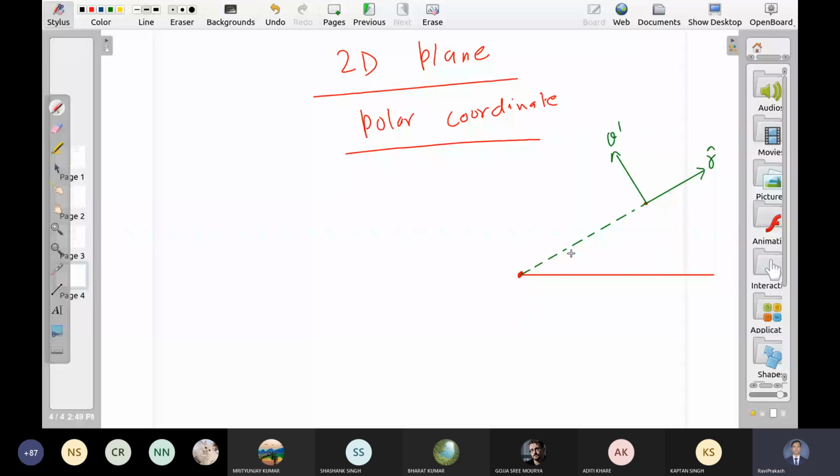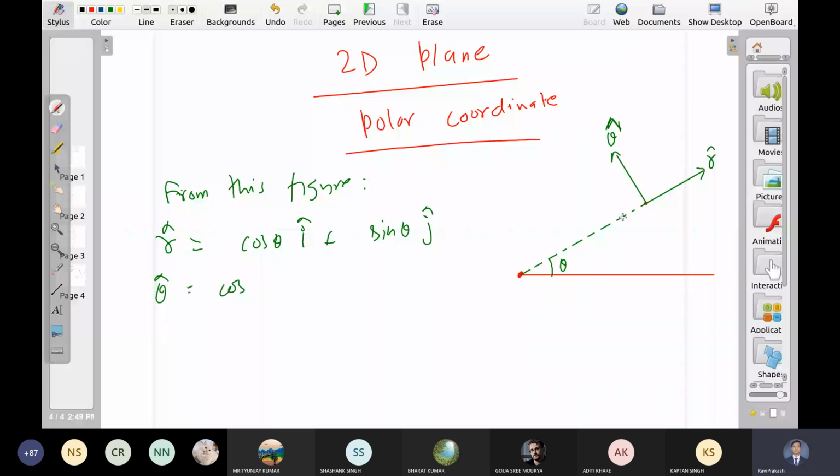And from geometrical, I mean from this figure, you can tell very easily that r cap is actually, what is the component along x-axis? cos theta i cap, sin theta j cap. Theta cap, obviously it is 90° more, so pi by 2 plus theta: cos(pi/2 + theta) i cap, sin(pi/2 + theta) j cap. Now we are not going to draw this figure. अब हम ये फिगर भी ड्रॉ नहीं करेंगे.